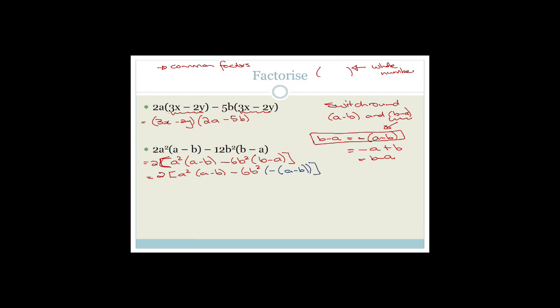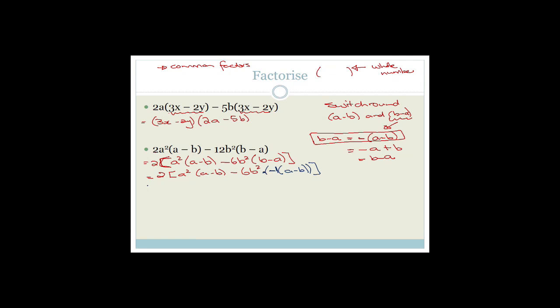I know it's a lot of brackets, but there's a reason that I'm putting this bracket in. If I don't put this bracket in, you might make a mistake and think you wrote minus 6b squared minus a minus b, when in fact this is the same as saying minus 1 times this bracket. So in fact, we're multiplying the minus 1 with the (a minus b), okay?